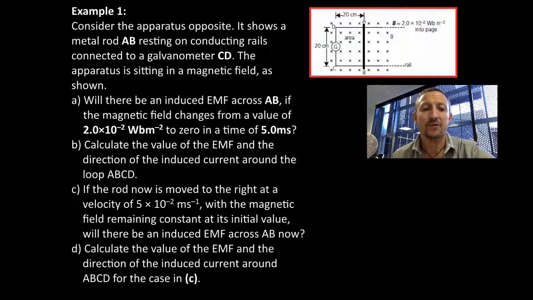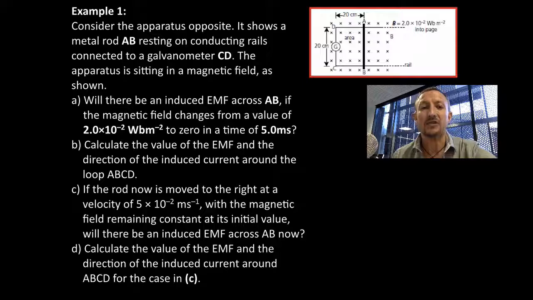Then we're going to see if the rod is moved to the right at the velocity of 5 times 10 to the negative 2 meters per second, with the magnetic field remaining constant at its initial value. We're going to be asked, will there be an induced EMF across AB? And then finally we will calculate the value of the EMF and the direction of the induced current around A, B, C, D for this case in C. So let's look at A.